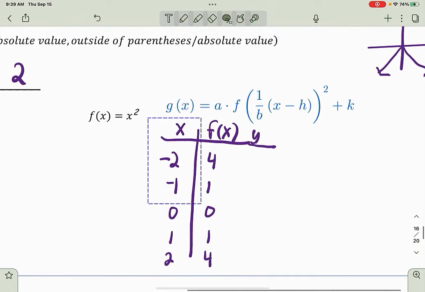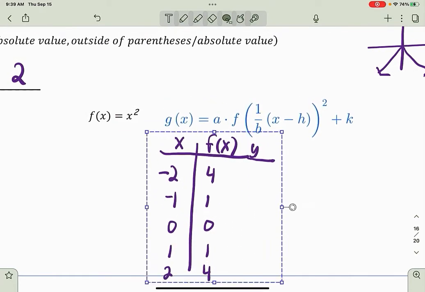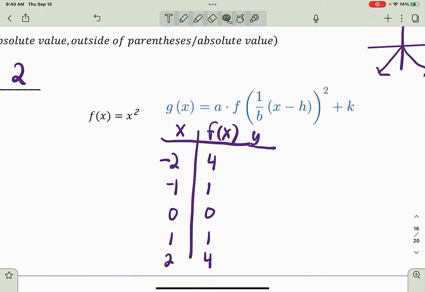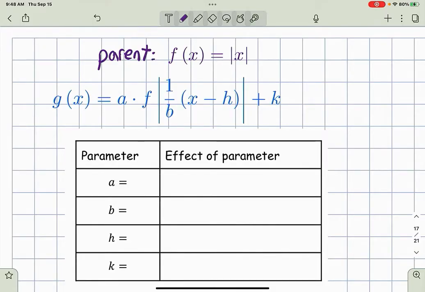And again, here is my quadratic as it's plugged into all of my parameters. So what we're going to do next is work some examples.